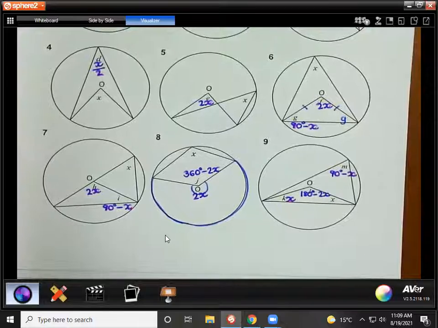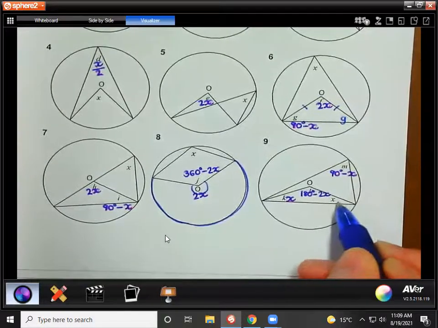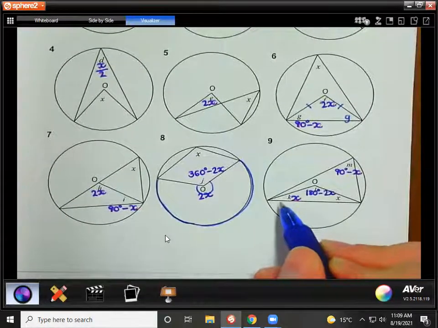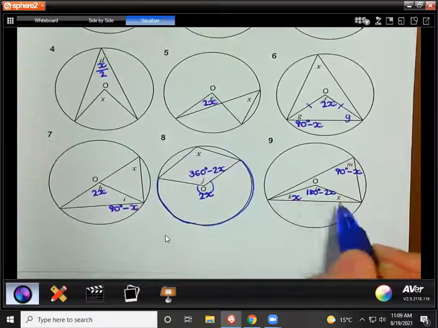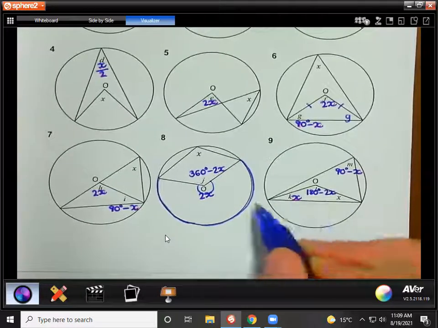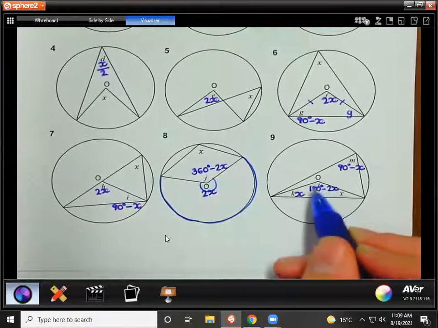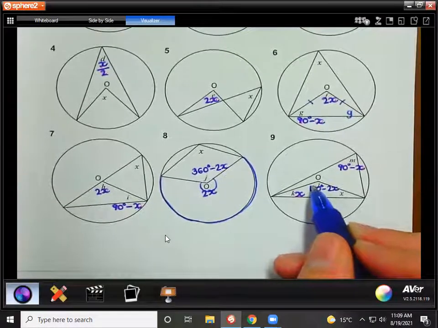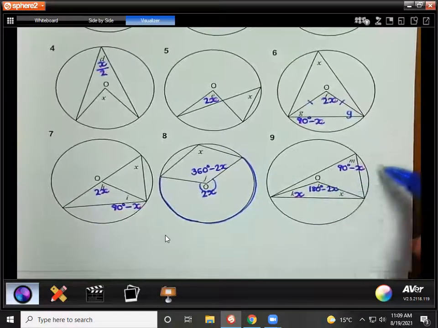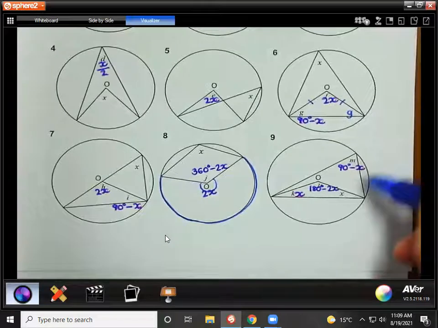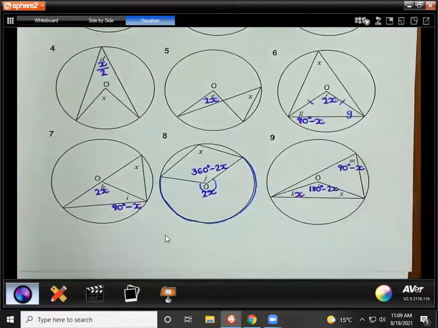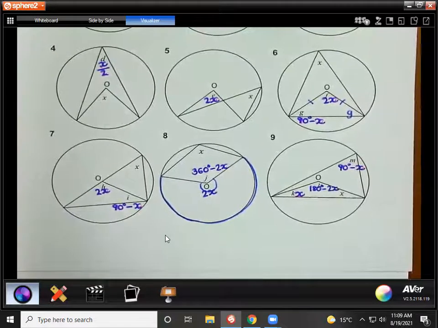All right, then similar thing over here. We have that angle is x, meaning that angle will also have to be x because it's an isosceles triangle, right? If we know that is x and that is x, that's going to be 180 minus 2x, the angle at the center, and the angle at the circumference then has to be half of 180 minus 2x, which is just 90 minus x. Any questions on this one?